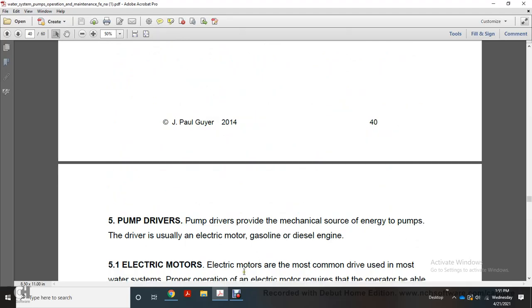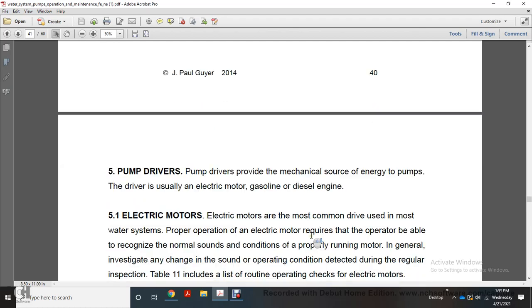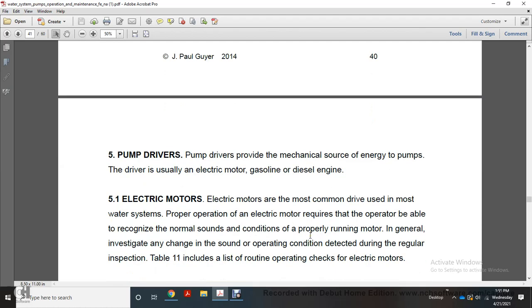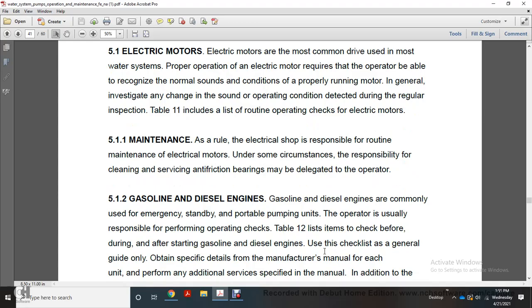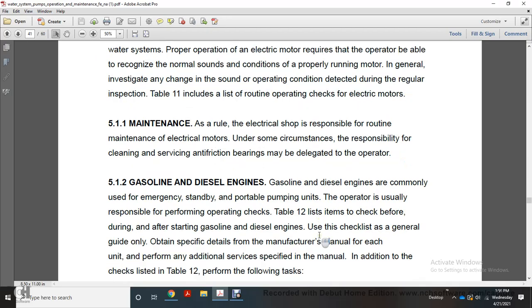Pump drivers. The pump driver provides the mechanical power source for the pump, usually an electric motor or diesel engine. Electric motors are the most commonly used drive in water systems. Proper operation of an electric motor requires the operator to be able to recognize the normal sound of a properly running motor. Investigate any change in sound or operating conditions detected during regular inspection. Table 11 includes a list of routine operation checklists for electric motor maintenance. As a rule, the electrical shop is responsible for routine maintenance of the electric motor unit. In some circumstances, cleaning, service, and anti-friction bearing duties may be delegated to the operator.